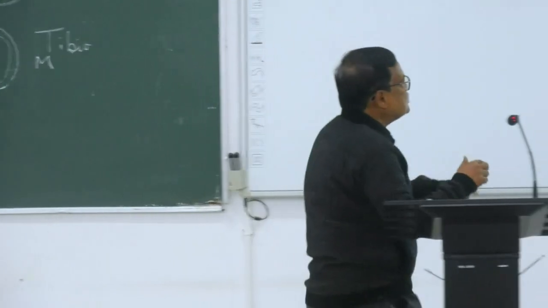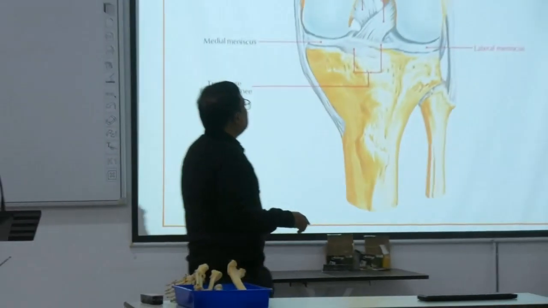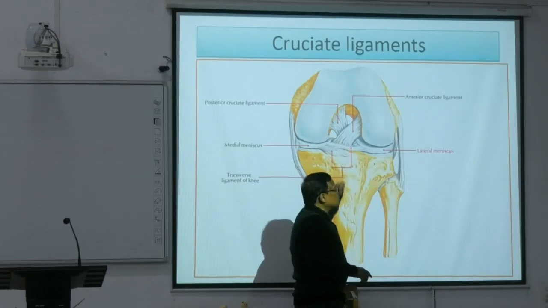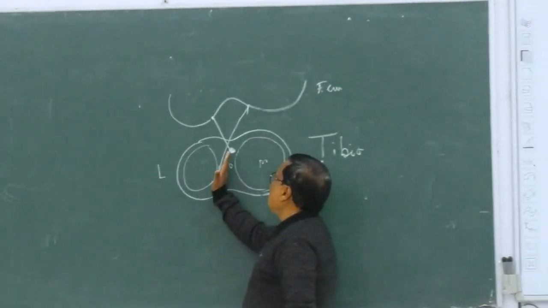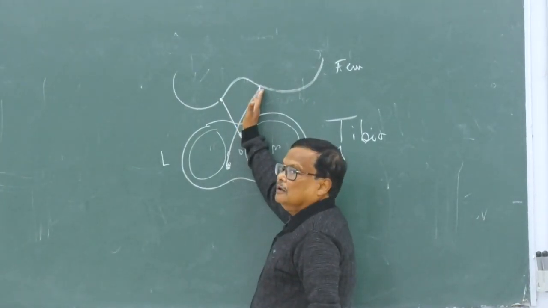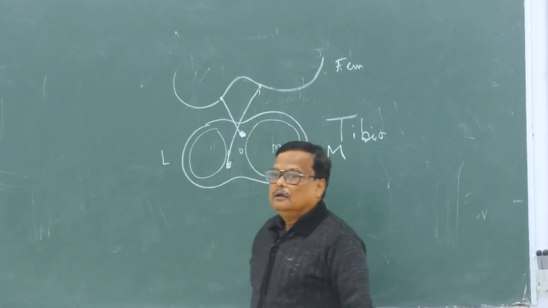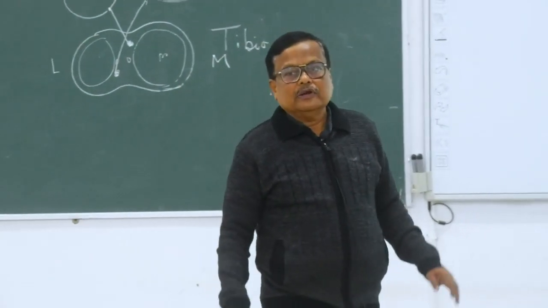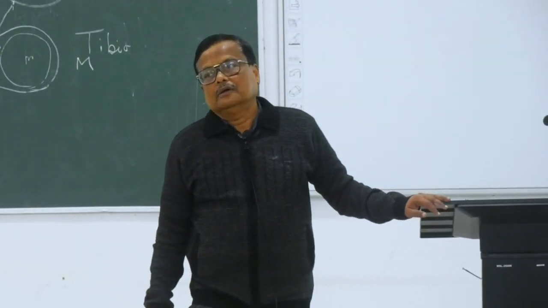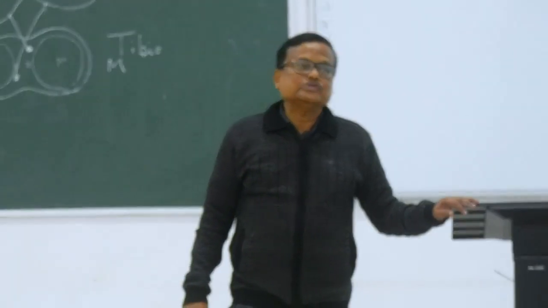See, just the opposite is the posterior cruciate ligament. It is attached to the posterior aspect of the intercondylar area of the tibia. Then it goes upwards, forwards and medially to be attached to the anterior aspect, the lateral aspect of the medial condyle of the femur. So the name is cruciate ligament.